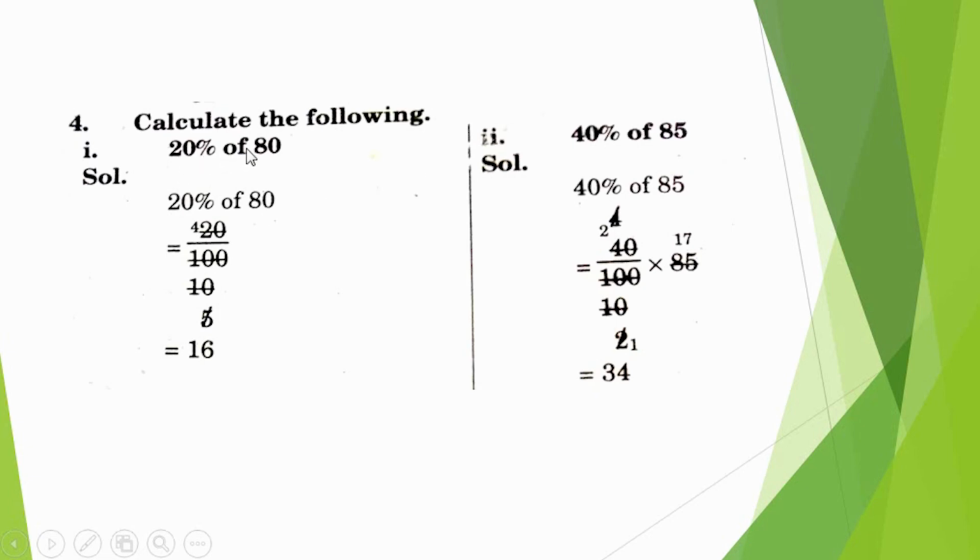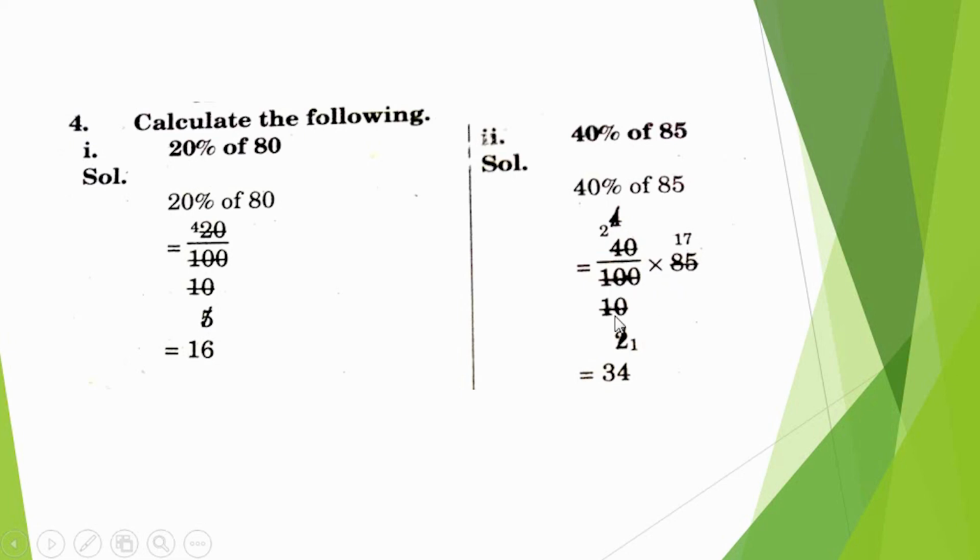Calculate the following. 20% of 80. When we change this percent into 100 as denominator, it will multiply with 80. Now multiply with 80, the answer comes 16.